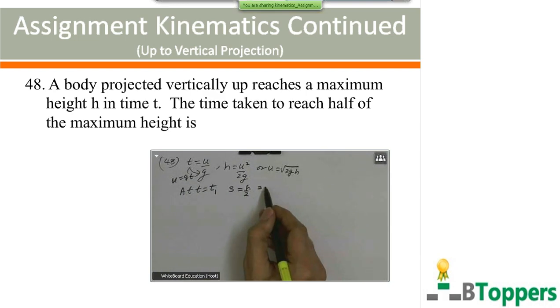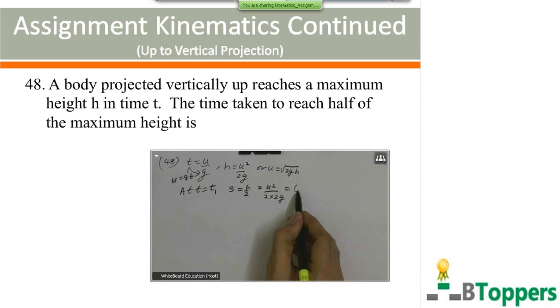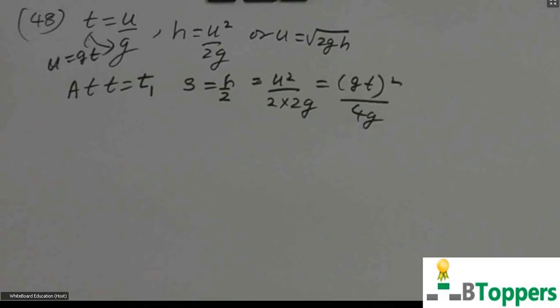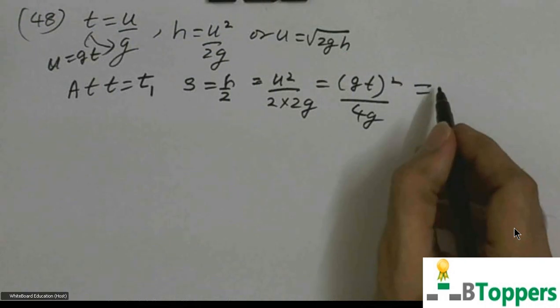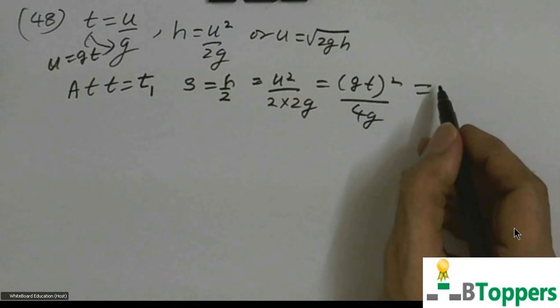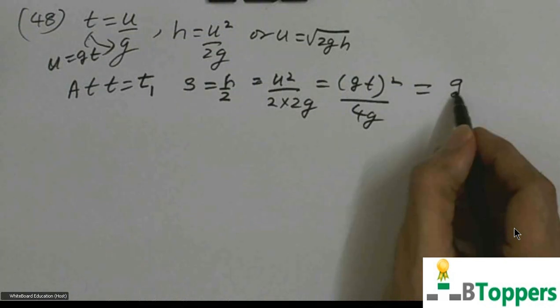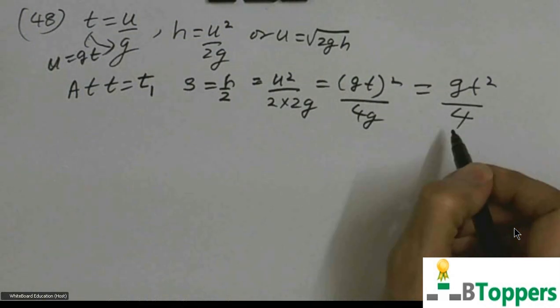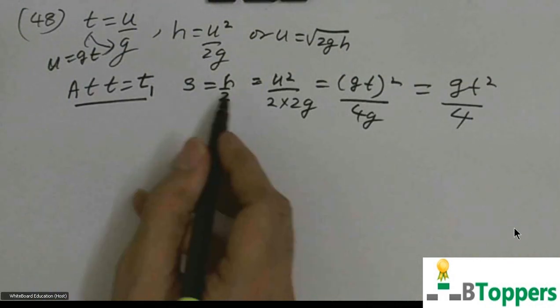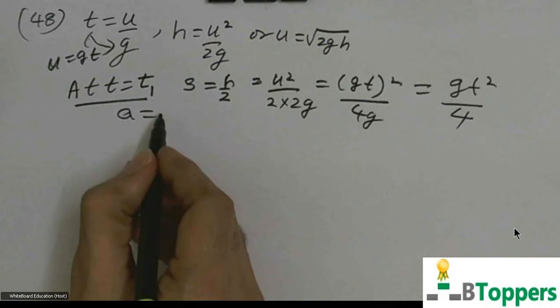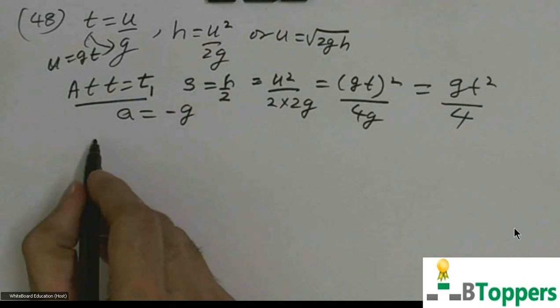So s equal to h by 2, and h you can write as u square by 2g, and u you can write as gt. So half of the maximum height, where t is the time of ascent or time taken to reach the highest point, u square by 2g will be gt square by 4. At this instant of time, that's the value of displacement, acceleration a equal to minus g. You have to find t1.